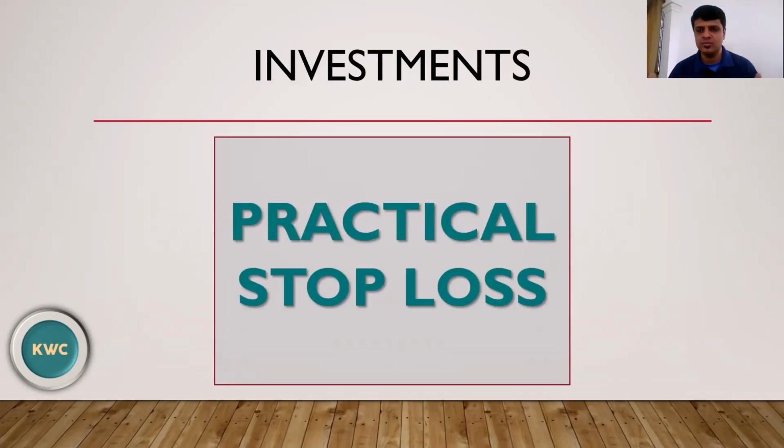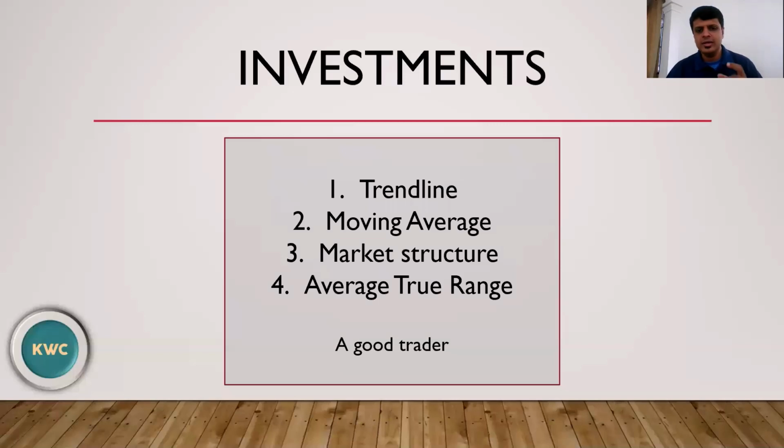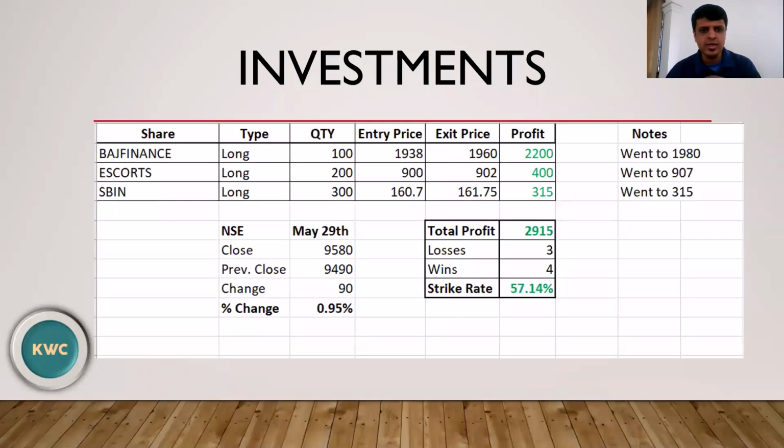Sarjan, you talked about all of this, but how do we do this practically? Let me explain. The 4 things that I would look at are the trend line, moving average, market structure, and average true range. Now, all of these don't work all the time. I will show you with examples, but these are the 4 things that I look at when I make a decision on where to put a stop. Now let's look at an example.